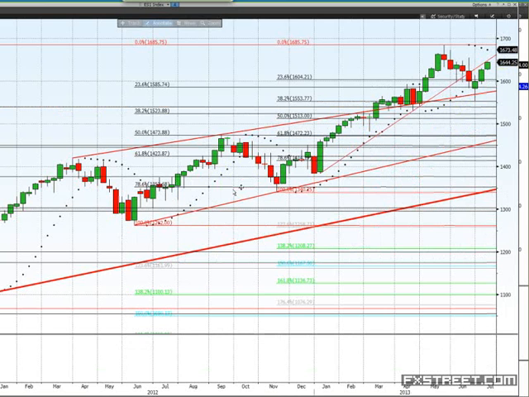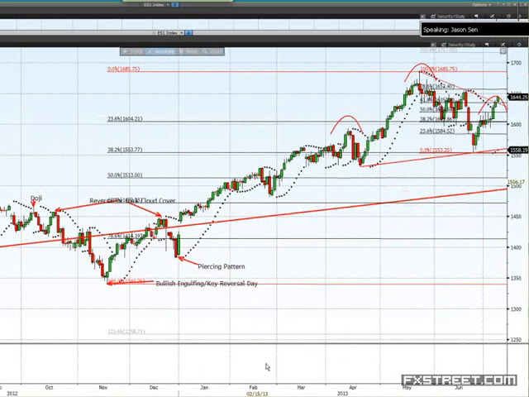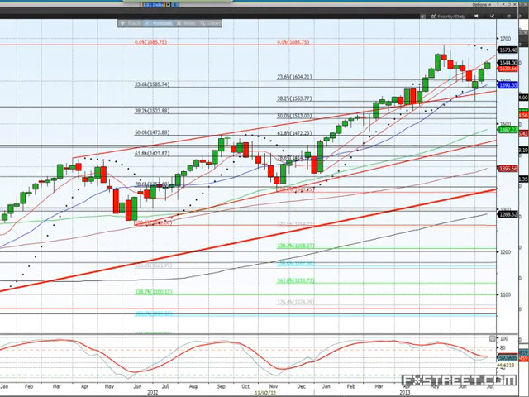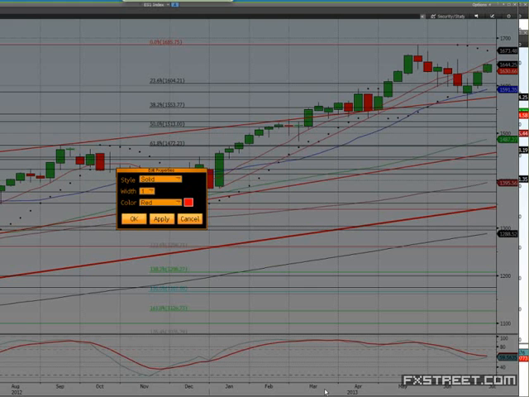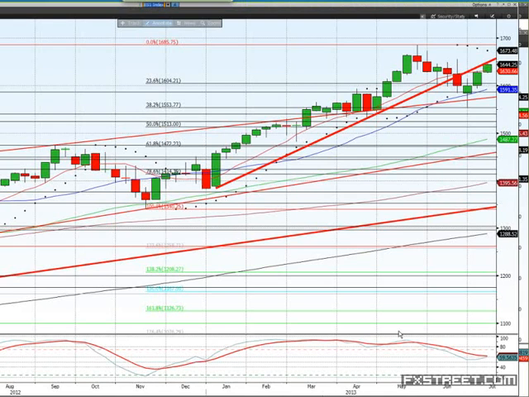S&P weekly chart. Sorry, there are lines all over the place, which does look a bit confusing, but I think the important level to watch is this one. Let me just try and show this line a bit more clearly. Okay, so if I just move this out, this is the weekly chart. Actually, it's probably easier on the daily chart, but we'll just have a look at the weekly chart.